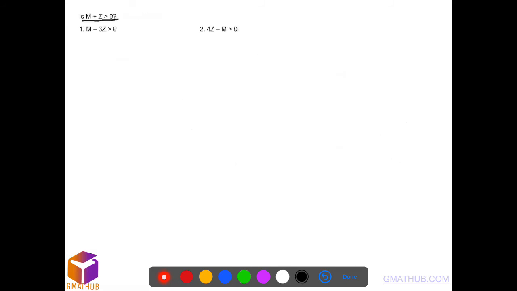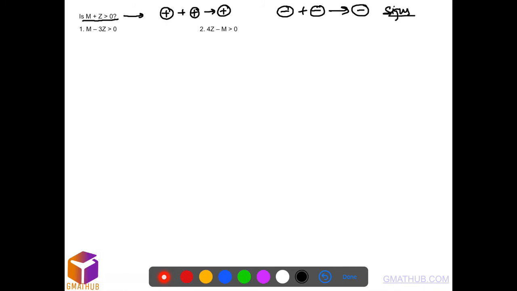Is m plus z positive? Okay, so the way we need to understand is, is the sum of two numbers positive? So if both the numbers are positive, the sum would be positive, and if both the numbers are negative, the sum would be negative. Okay, so before getting into values of m and z, we need to first get into the signs of m and z.